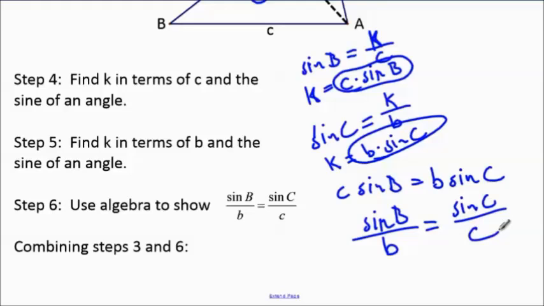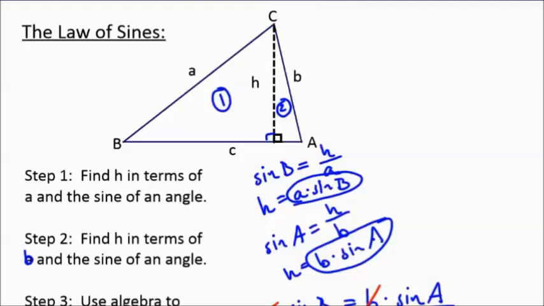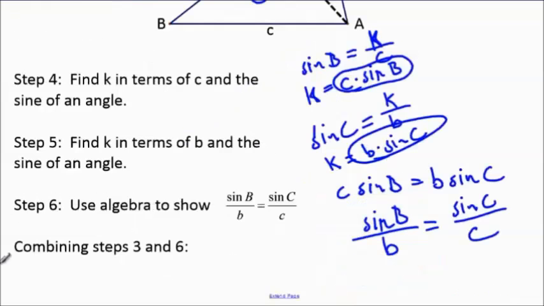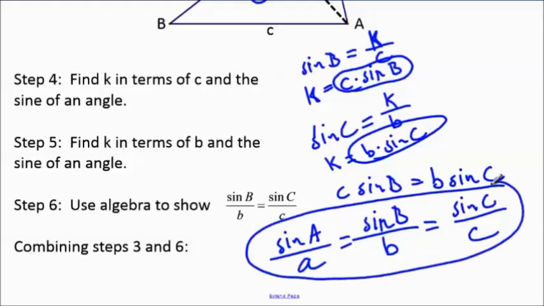Now you remember from the previous screen that we ended up with, down here at the bottom, sine of B over B equals sine of A over A. So applying that here, sine of B over B equals sine C over C. On the previous screen, the sine of B over B equaled the sine of A over A. So all three of those things have to be equal to each other. So combining those together, I get this, which is the law of sines.